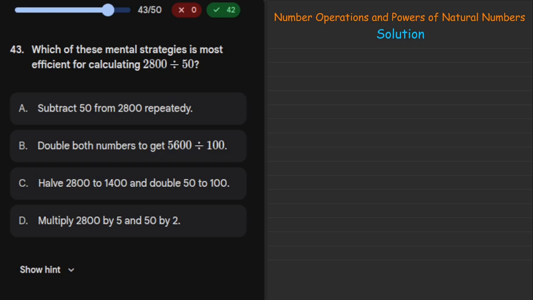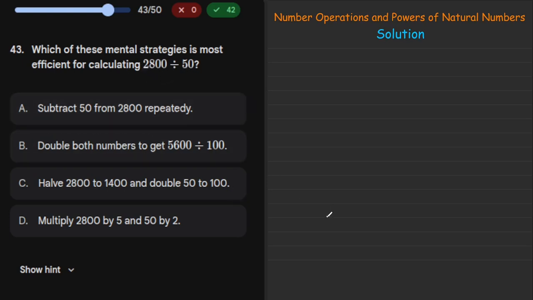So for question number 48, which we've also done most of, which of these mental strategies is most efficient for calculating 2,800 divided by 50? And you remember the scale up method. We can easily multiply 50 by 2 to give us 100. And if we multiply 50 by 2 to give us 100, and whatever we get here after multiplying this also by 2, we are going to get what?